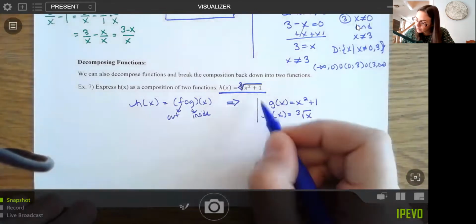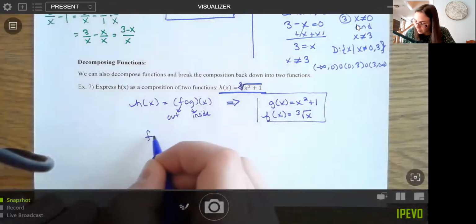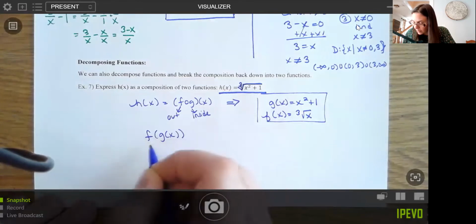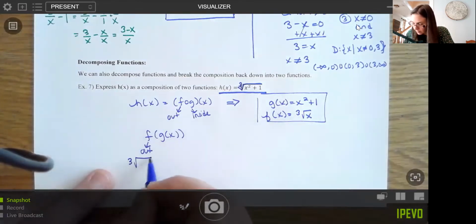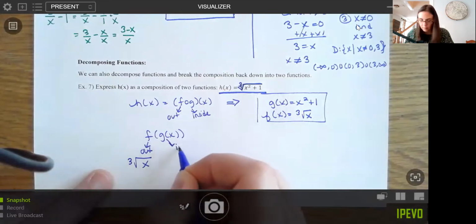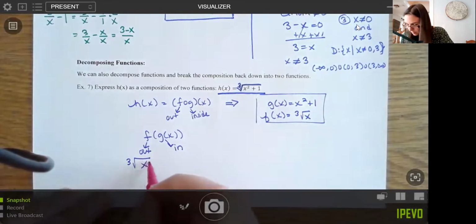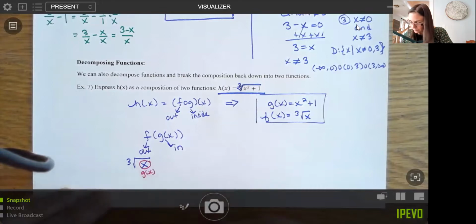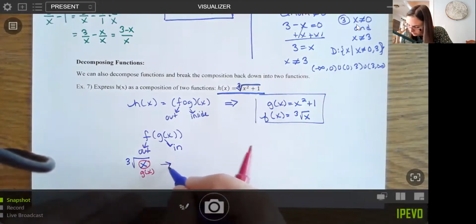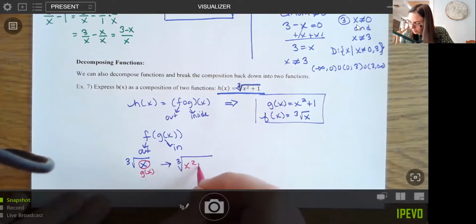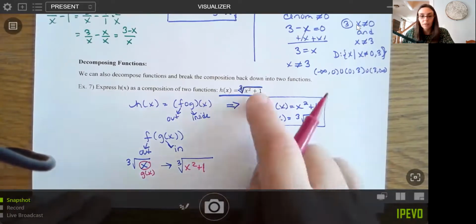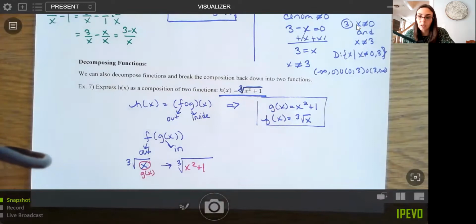And you can check it. So if you need to, check it, right? f of g of x. Well, this is my outside function. So I'm starting with the cubed root of x. And this is what I'm plugging in. So this is going to become the g of x function. And my g of x function is x squared plus 1, right? And it does match. So this decomposition works.